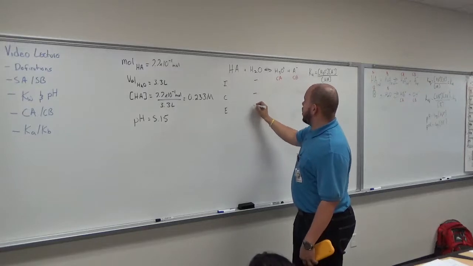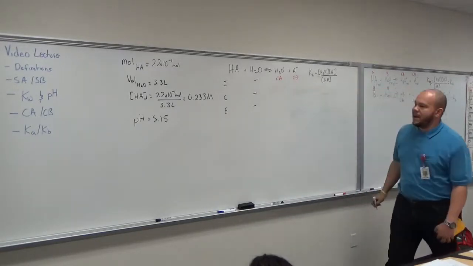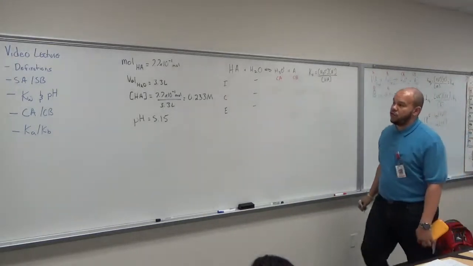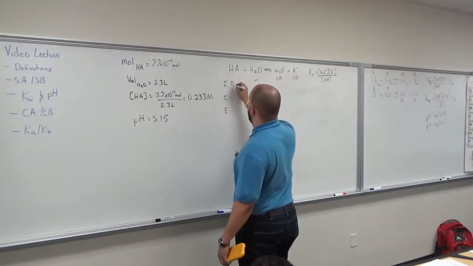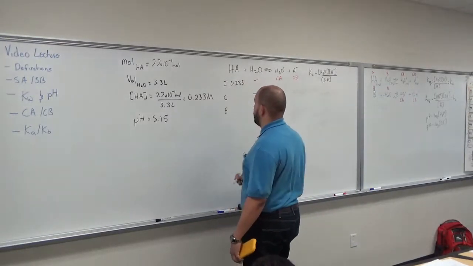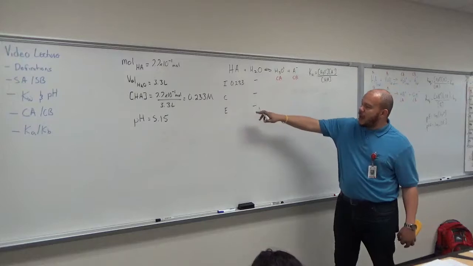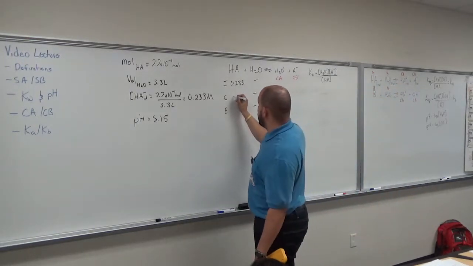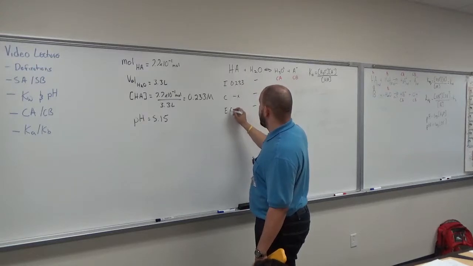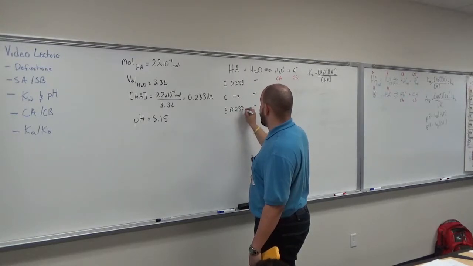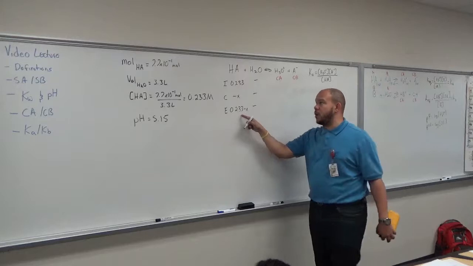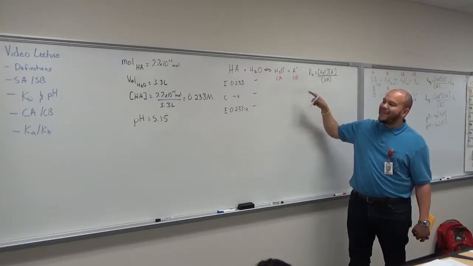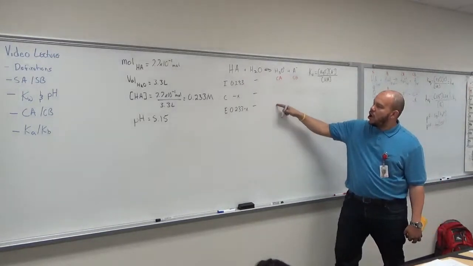We know water is nowhere to be found. Now, we do have the initial concentration, 0.233, but we do not know the equilibrium. We do know the change. Change is going to be minus x. We do know 0.233 minus x. We don't know the value here because we have to determine the value of x.